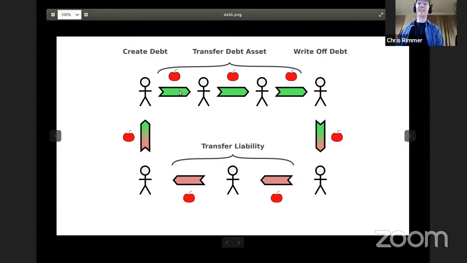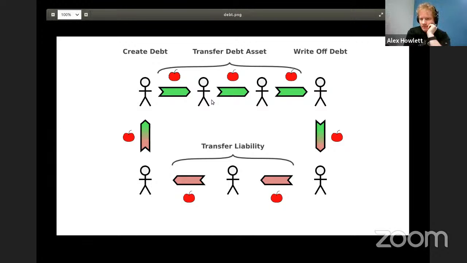You'll find these used all the time. Transferring a debt asset is particularly common because that's what money is. Money is a debt owed by a bank to you or to the holder. When you pay something with money, you're transferring that debt asset to another person. So basically, you're saying there are a lot of different ways you can pay people.